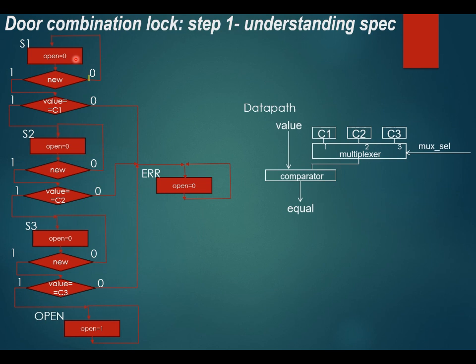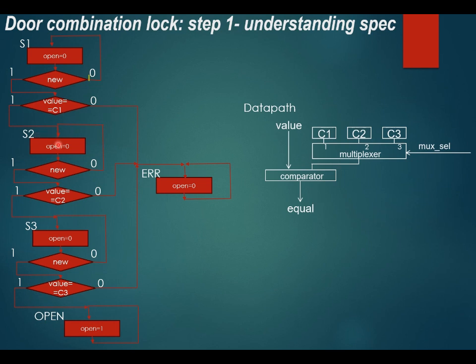The first state box is S1, open equal to 0, which means the door is still locked, and then it is checking whether a new digit is entered. The new here is something like the enter button. If a new digit is entered, the user will press the enter button. If it is not pressed, then it will wait here, waiting for the user to tell when a new digit is entered. Once the system detects new, then it will check whether the digit entered by the user is equal to the stored digit or not. C1 is the stored digit for the first password digit.